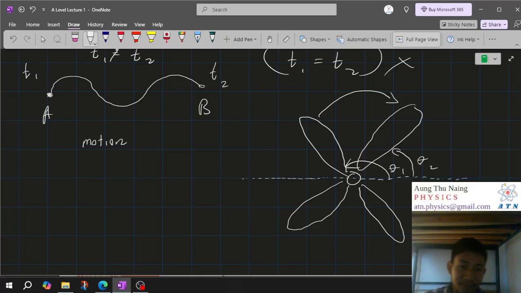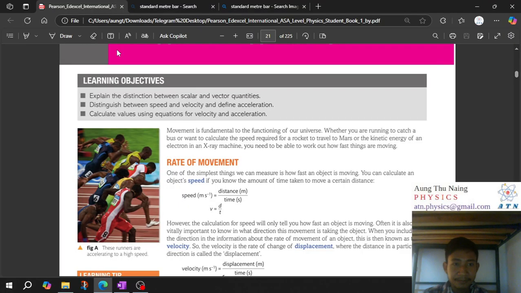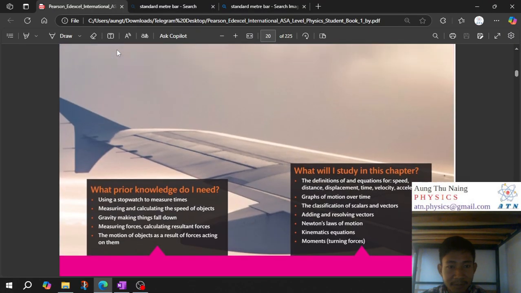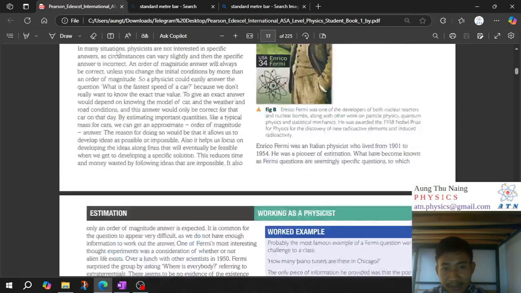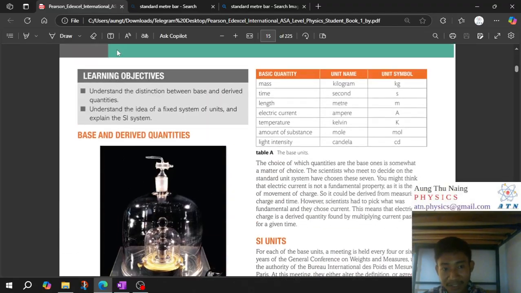So we can call this angular motion, and we can call this translational motion. In A-level, I think we must learn both translational motion and angular motion.